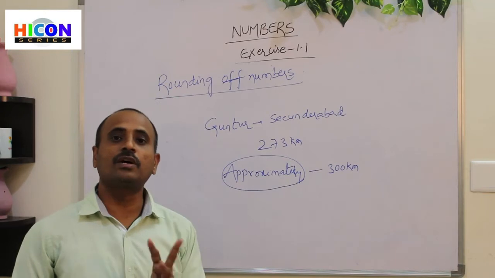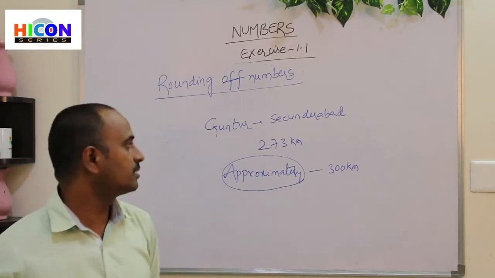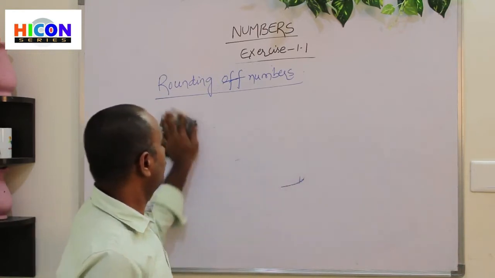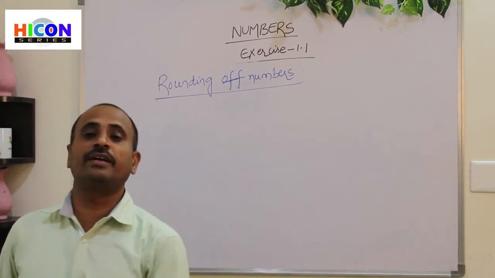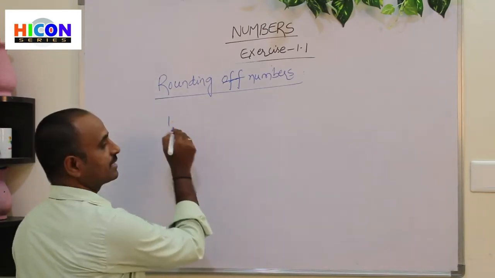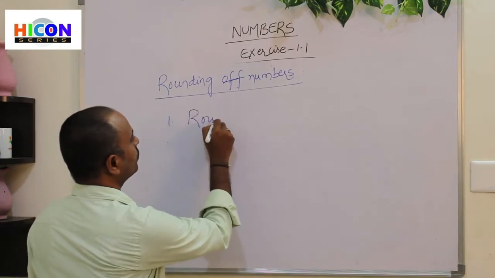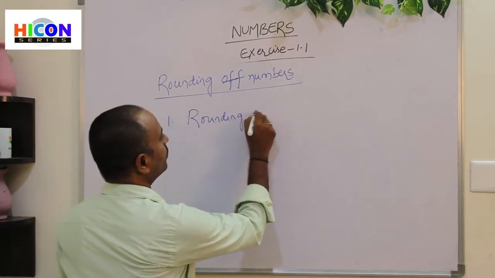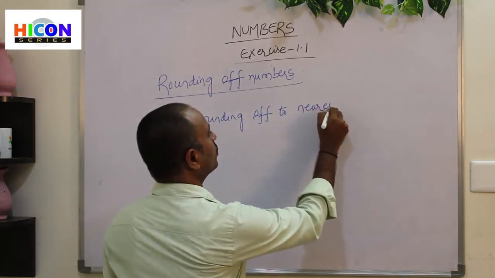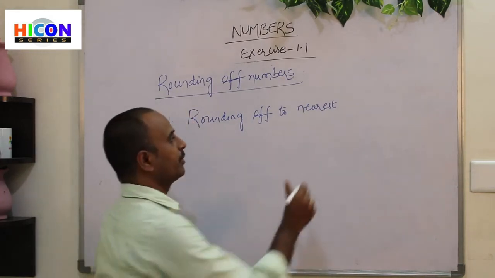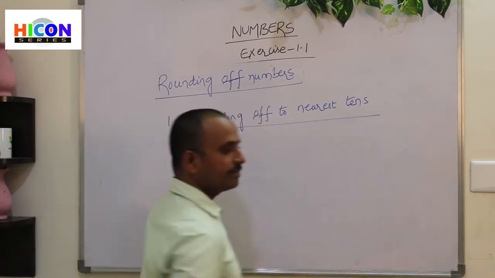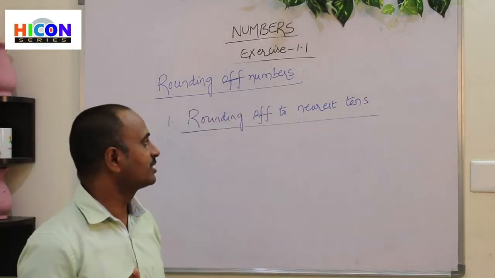There are three types of rounding off in this class. The first one is rounding off to the nearest tens, then rounding off to the nearest hundreds, and rounding off to the nearest thousands. First we will discuss rounding off to the nearest tens. How do we round a given number to the nearest tens?